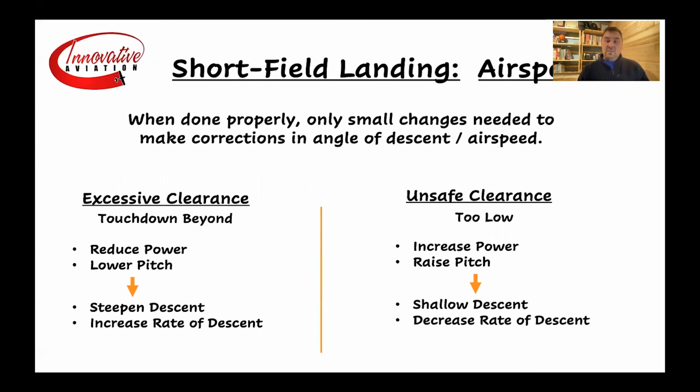But the good news is, if everything is set up and configured appropriately, ideally you should really only be making small changes as needed to correct any element of the descent or airspeed. So for example, if you're noticing you're a little bit too high, you have a little bit of excess clearance, just reduce power, lower your pitch a little bit, and that's going to steepen your descent and also increase the rate of descent and bring you back to normal. If you're a little bit too low, increase the power, raise your pitch a little bit. That's going to shallow the descent and decrease that rate of descent overall. All right.